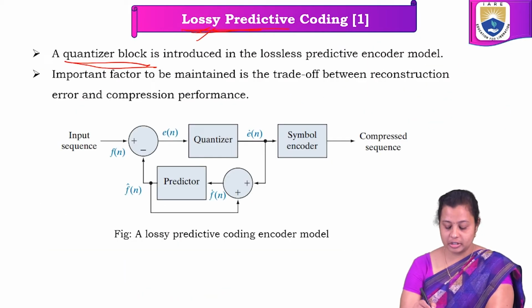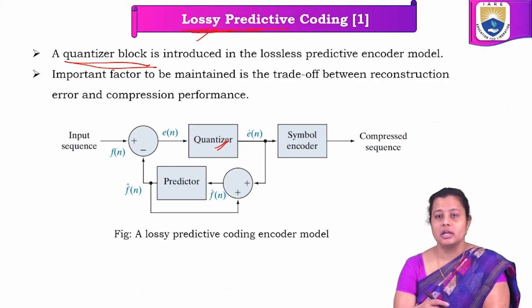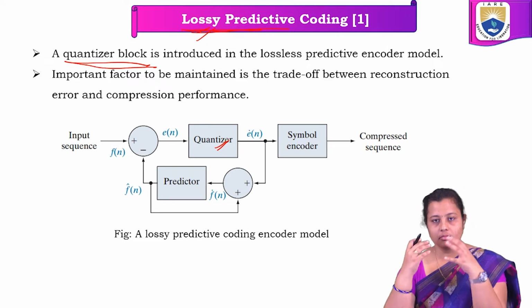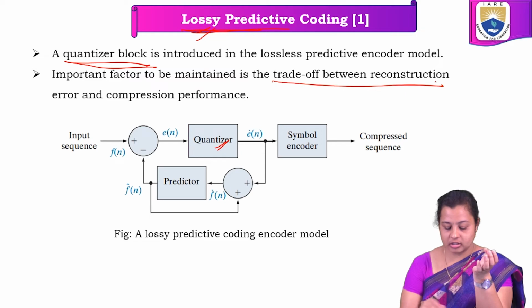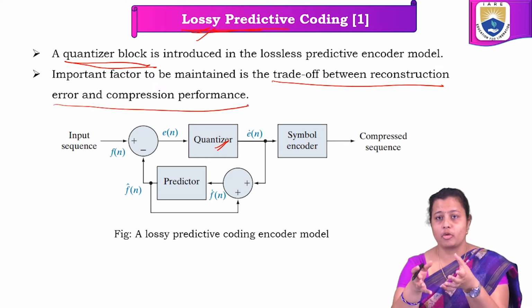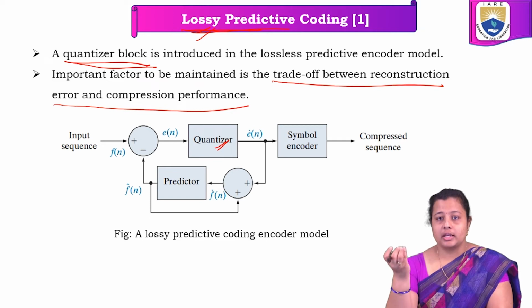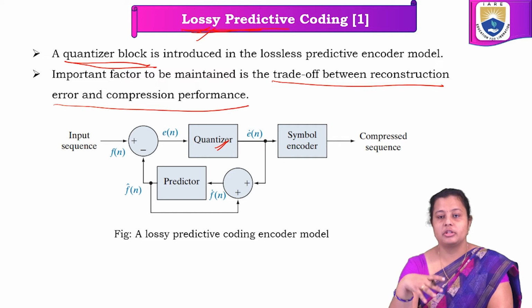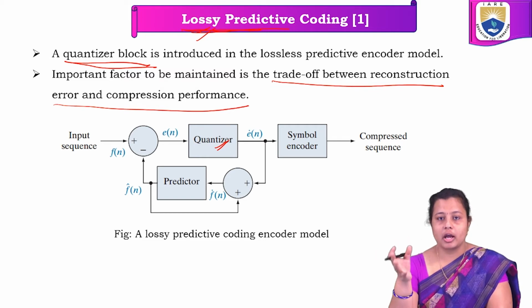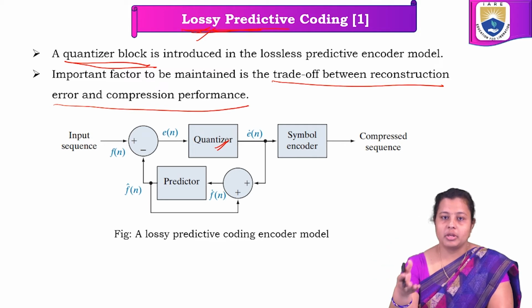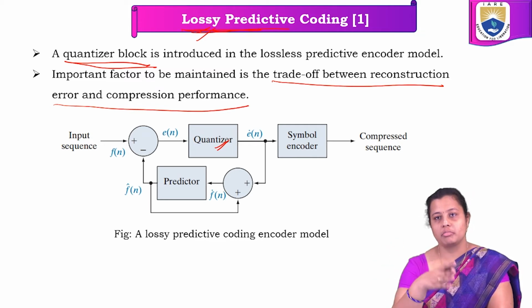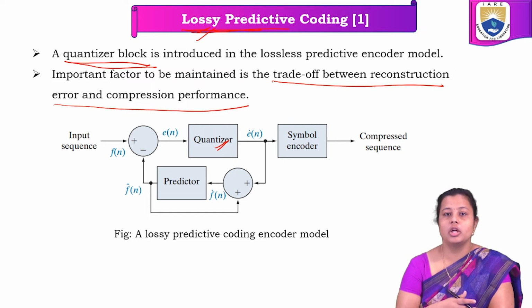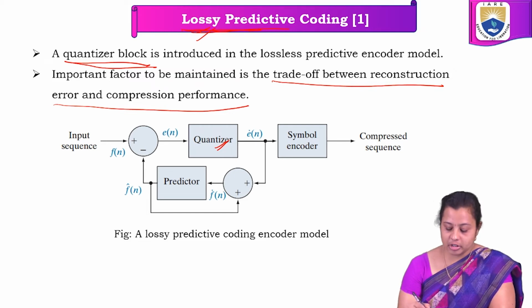Why do we need to introduce the quantizer? We are making a trade-off between the reconstruction error and the compression performance. How much reconstruction error is possible, what compression performance we need to achieve, what computational resources are available, and how many bits are available. Based on that, I have to reduce the input sequence I am coding so that I require far fewer bits. For that, I am introducing a quantizer.